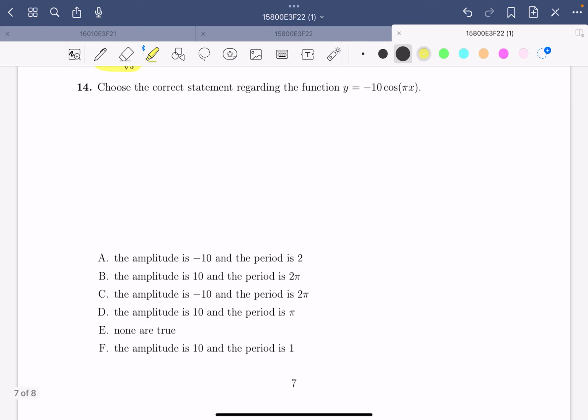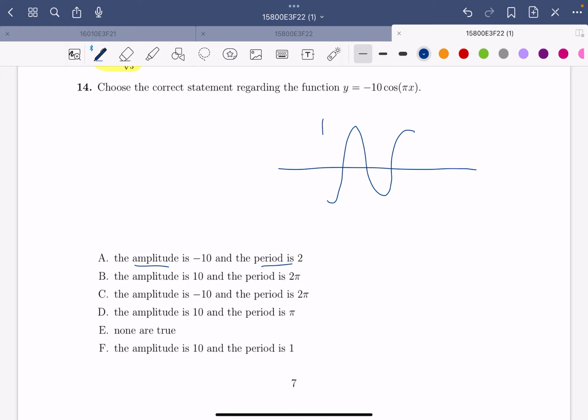Number 14, choose the correct statement regarding the function y equals negative 10 cosine pi x. So looking at all these options, it talks about the amplitude and the period. Now, amplitudes are not negative. Amplitude refers to pretty much how much the wave deviates from the axis. So this distance is 10, this is 10, this is 10, etc., which is given by this value in front of your sinusoidal function.